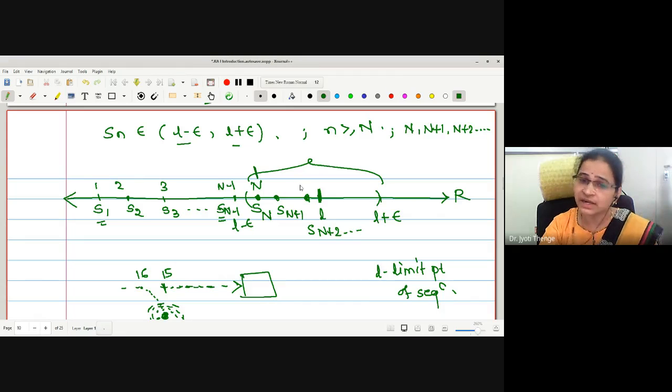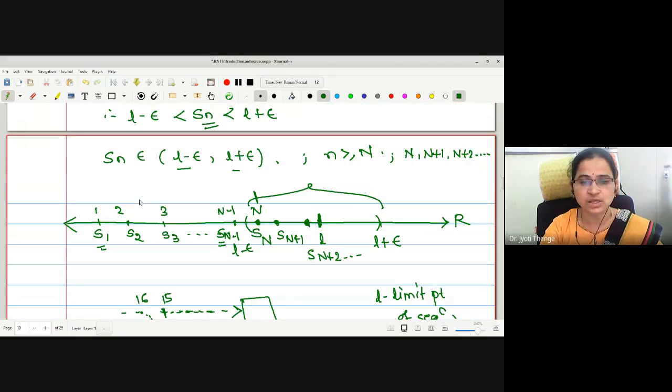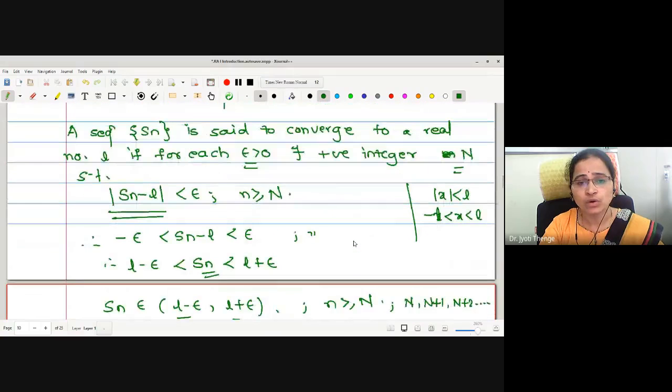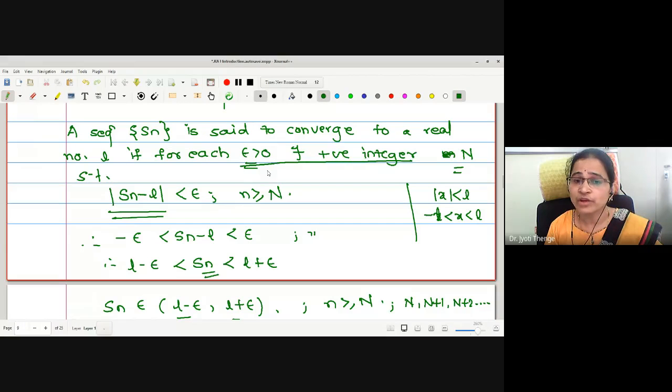Therefore, as per that definition, this is the limit point of the range set of Sn. That is the sequence. Correct now? Okay. Now this is clear: mod of Sn minus L less than epsilon for n greater than or equal to N. But here this point is not clear yet. Correct now? For every epsilon, there exists a positive integer.